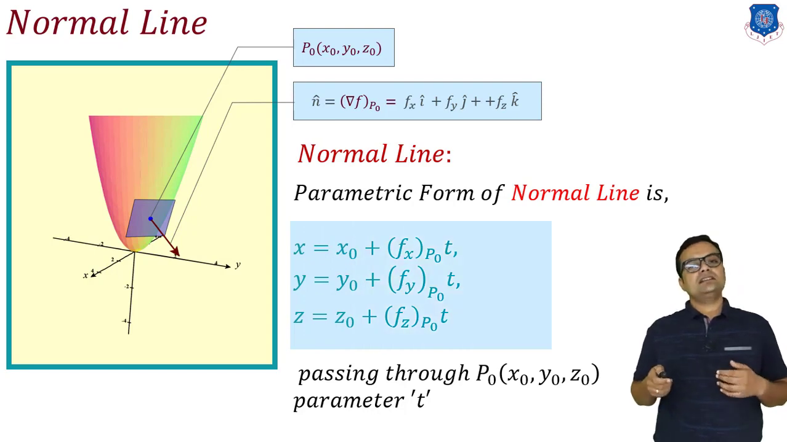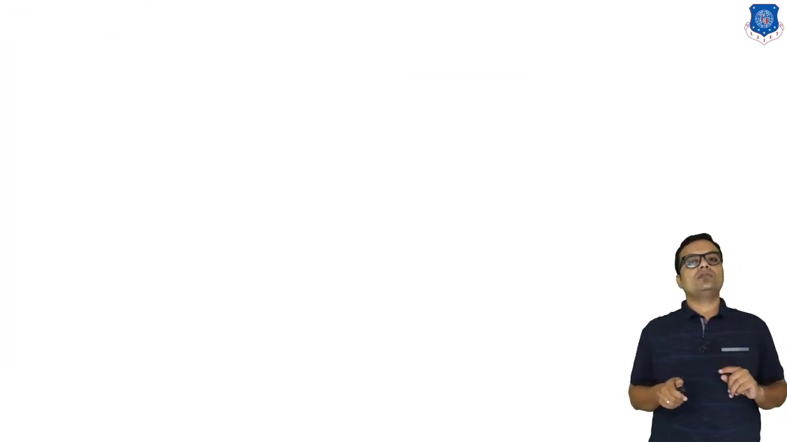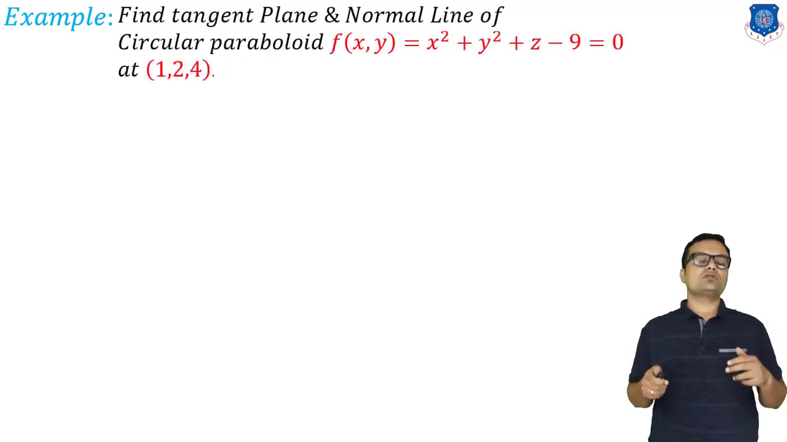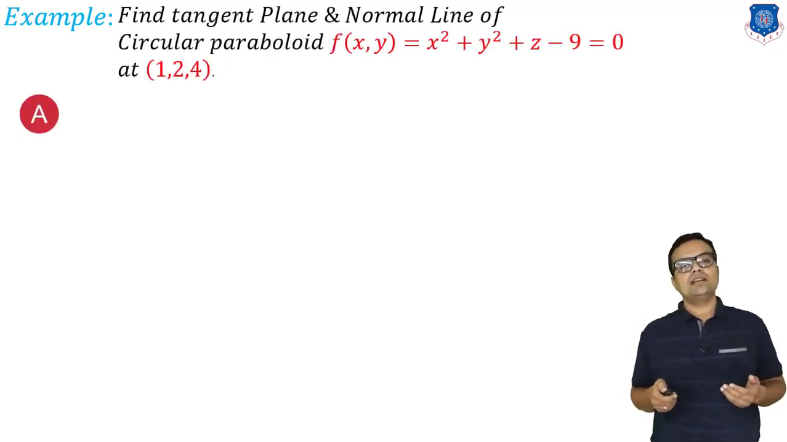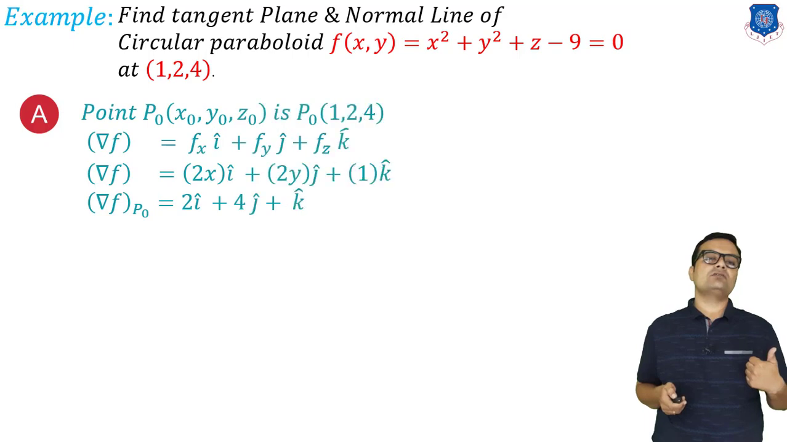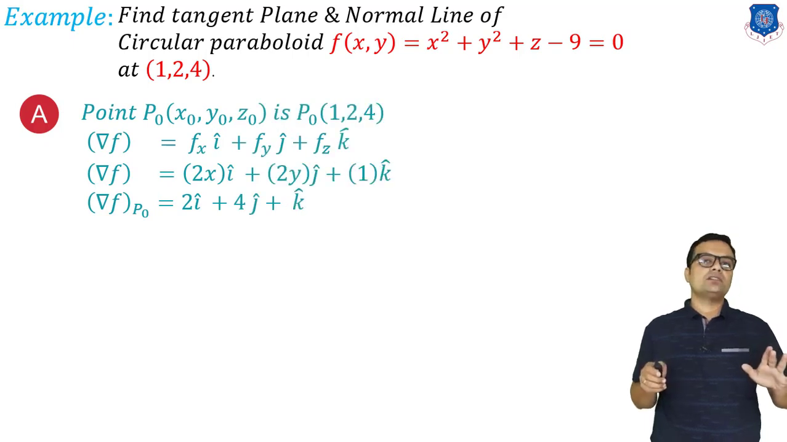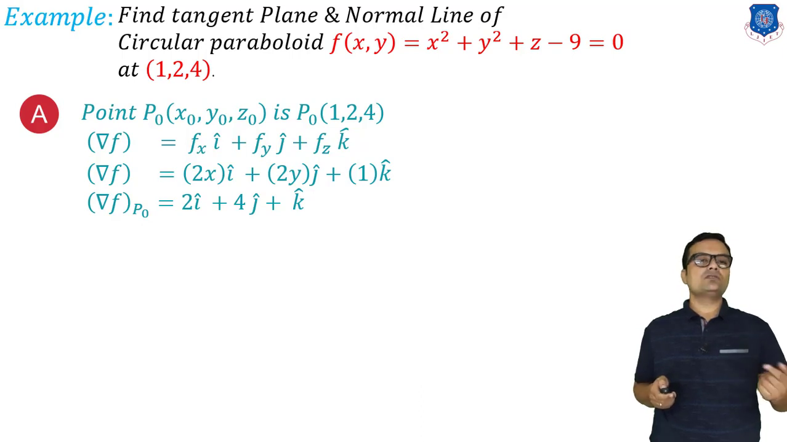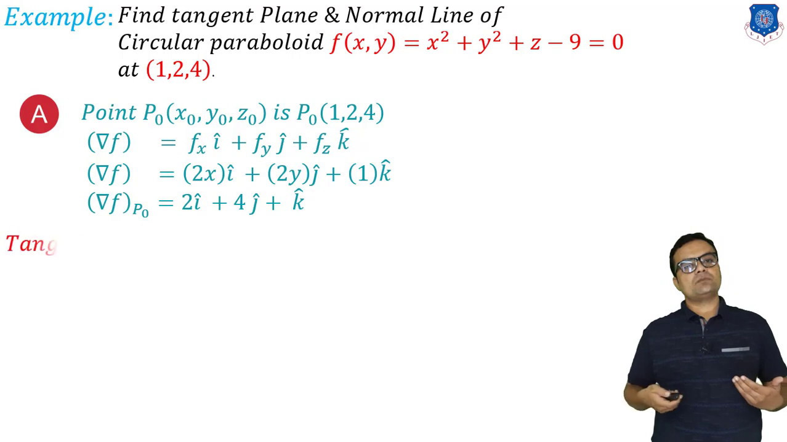Now let us consider the whole idea of these two properties, the tangent plane and the normal line. So suppose I take a circular paraboloid and I fix the point 1, 2, 4 for this paraboloid x square plus y square plus z minus 9 equal to 0. How to find the tangent plane and normal line? So for that I need the gradient of f at point P0. So I will find its value. It will give me 2i plus 4j plus k.